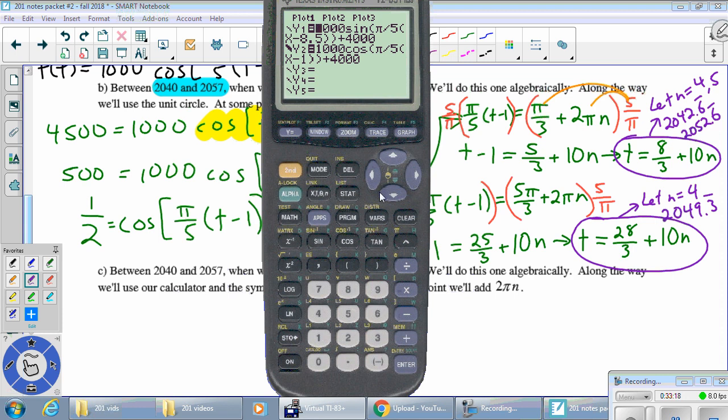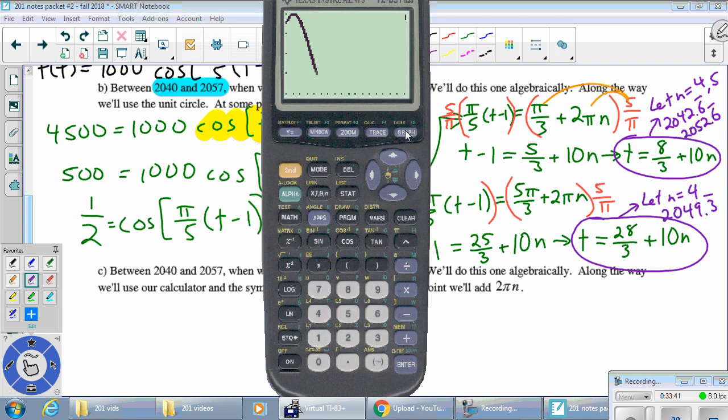We've got our two functions. I'm actually going to clear out this first one. We didn't end up using it. So just this one function. But what I'm also going to graph is y equals 4,500, which will be a horizontal line going through the curve. But I'm not going to look between year 2001 and 2011. I'm going to look between these years right here. So that's t equals 40 and t equals 57. And let's just see what happens.